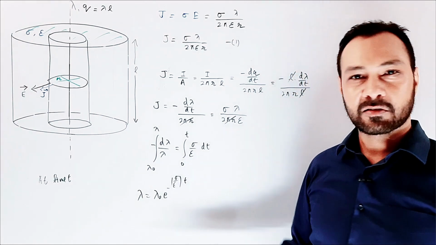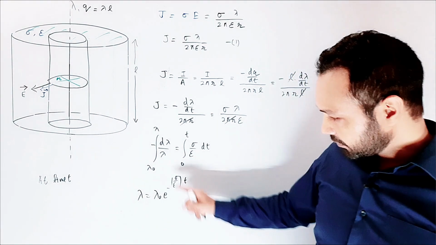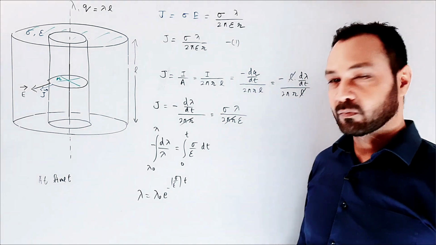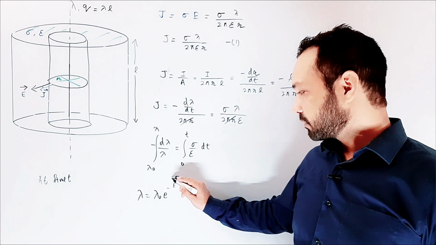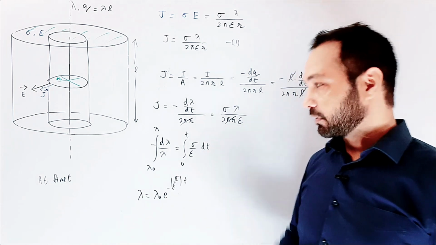And this tells us a very good thing also. The dimension of epsilon by sigma is that of time, so that can be used sometime in some dimensional question. So that is one thing.